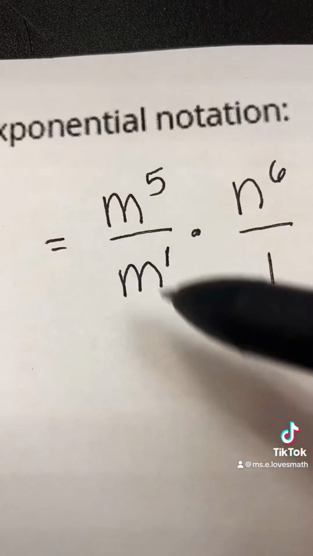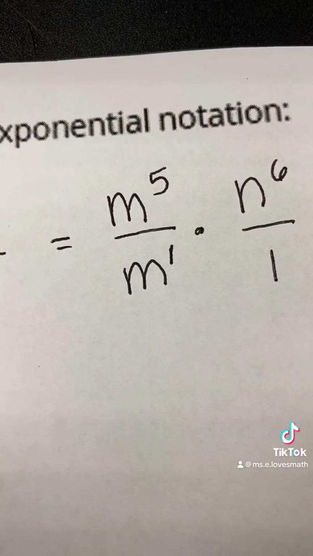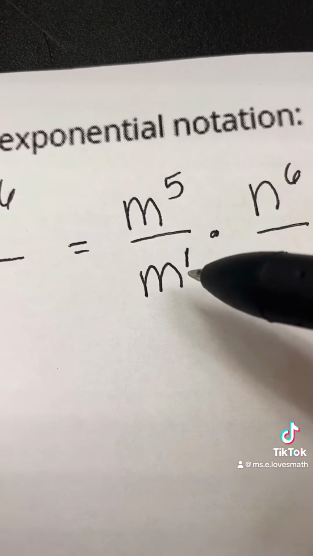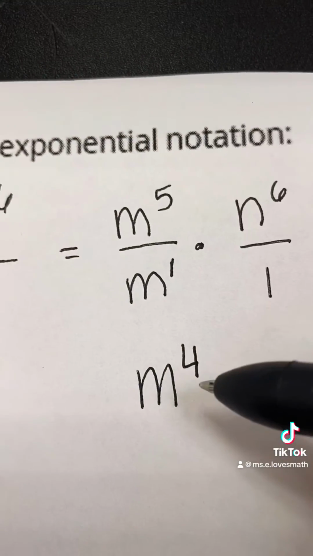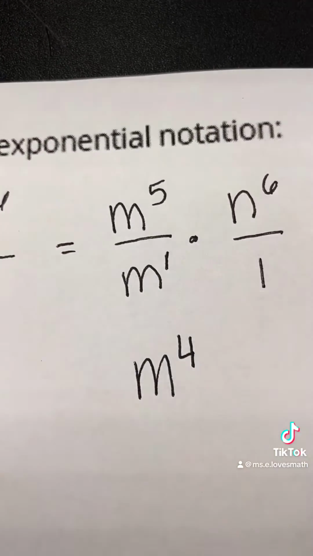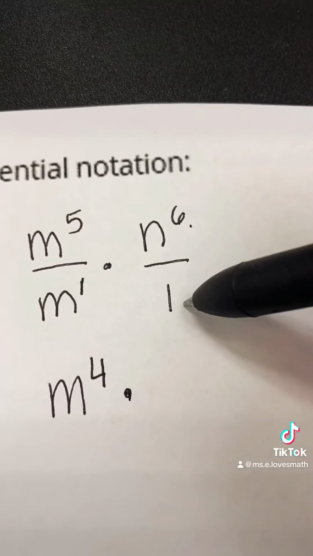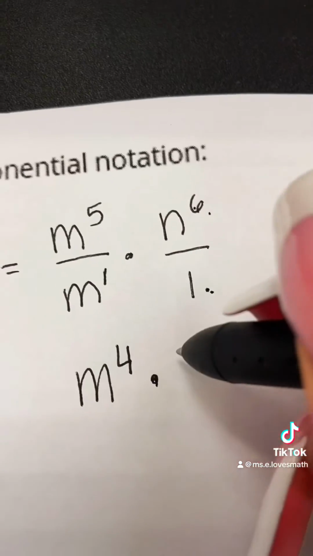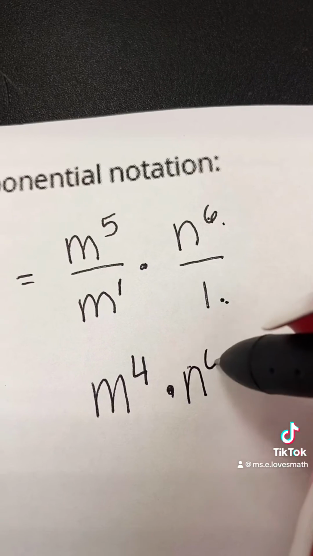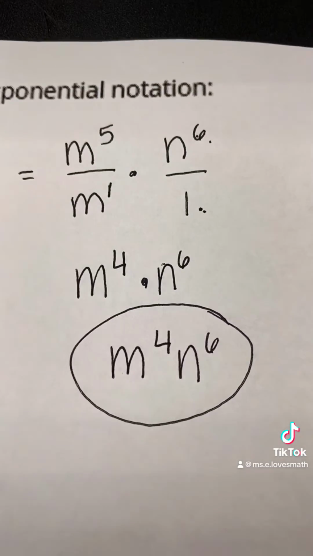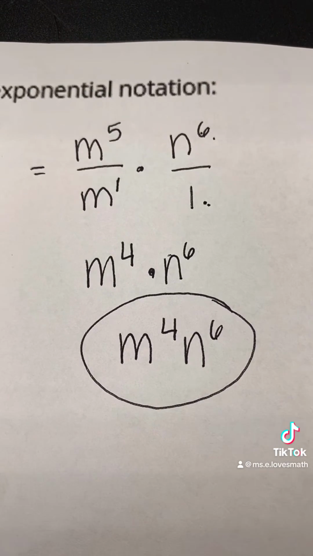There is an exponent of 1 on our denominator, so we have our base the same, so we will subtract our exponents. 5 minus 1 is 4, so our simplified version is m to the 4th. n to the 6th over 1 stays n to the 6th, so we can just rewrite that as n to the 6th. Our final answer, once you squish it together, is m to the 4th, n to the 6th.